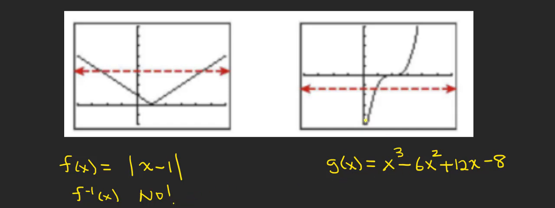What about our g of x? It's a polynomial, and it is a function because it passes the vertical line test. Now, does it also pass the horizontal line test? Yes, it does. Because no matter where you draw the horizontal line, at most, the intercept is at one point. So g of x will have an inverse, which is g inverse of x.